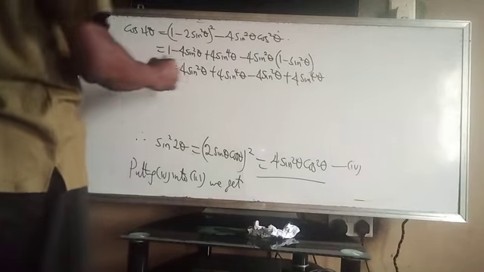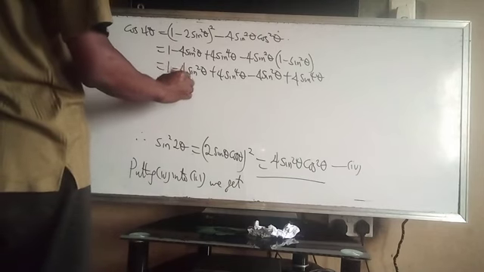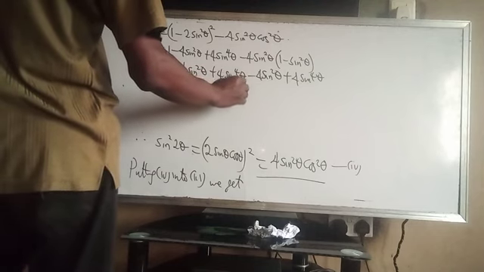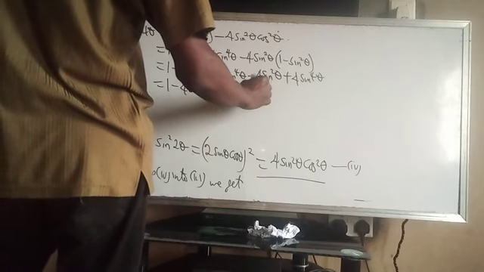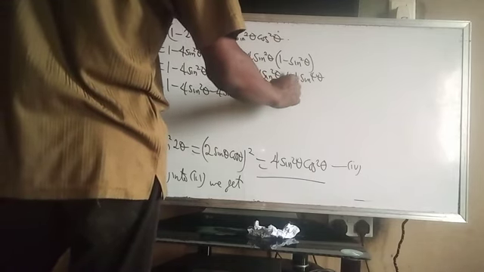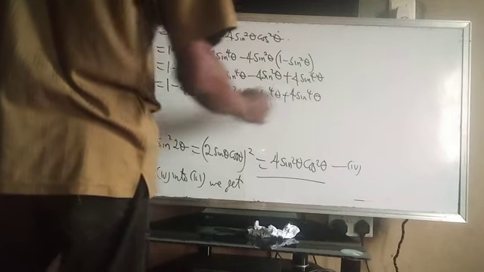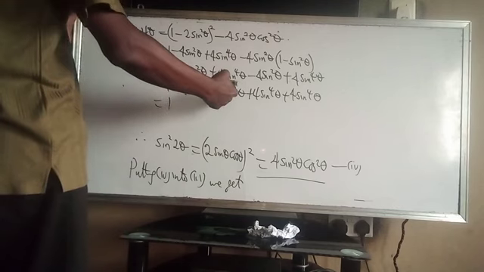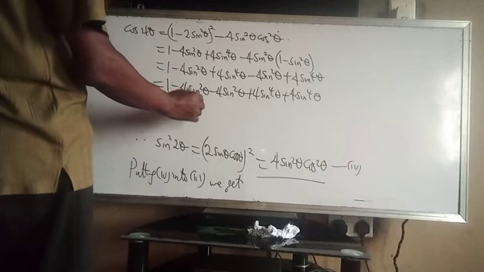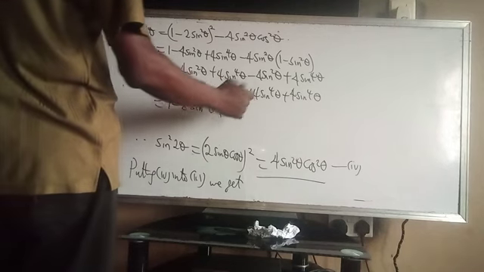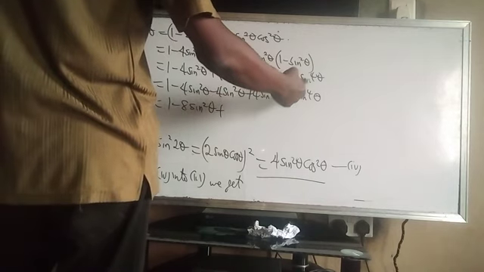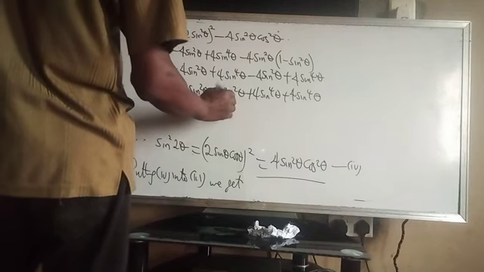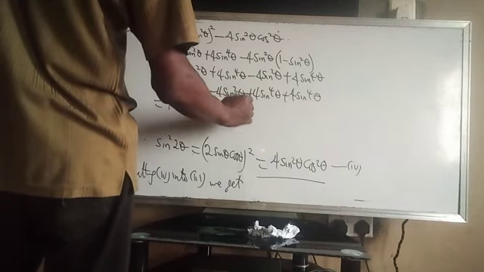Any like terms? Yes. We have 1 minus 4 sine square theta, then minus 4 sine square theta, plus 4 sine raised to power 4 theta plus 4 sine raised to power 4 theta. That will give us 1 minus 8 sine square theta, since they have the same value of sine square theta, then 4 sine raised to power 4 theta plus 4 sine raised to power 4 theta. That's like 4x plus 4x, which is 8 sine raised to power 4 theta.